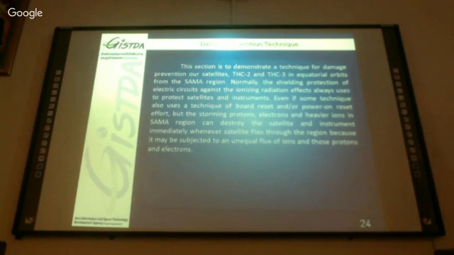Many satellites try shielding to protect the electric circuits from the ionizing radiation effect, and it is always used to protect the satellite and instruments. But in my idea, that is maybe not enough. So maybe we have to turn off the satellite before going to the area, and when the satellite is out of the SAMA area, we will start our electronic devices again.